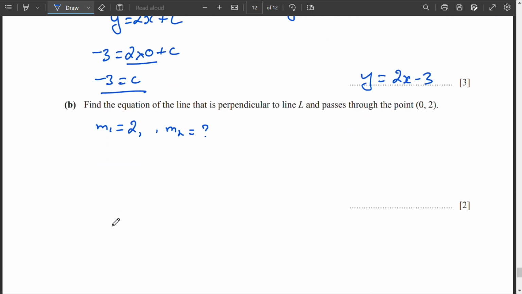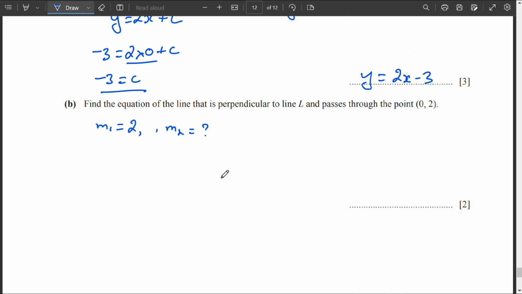We know that when the lines are perpendicular, the product of M1 M2 is -1. So 2 into M2 equals -1. What will be the slope of this line? -1/2. So the slope of this line is -1/2. So we can write y = mx + c, y = -1/2 x + c.